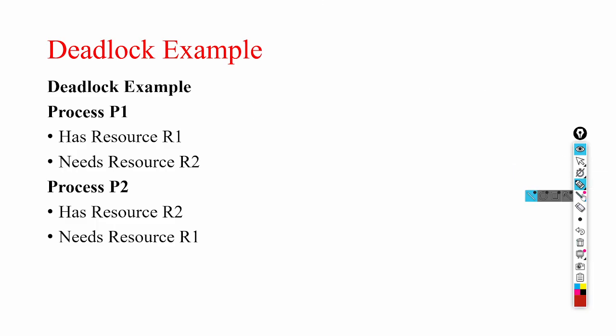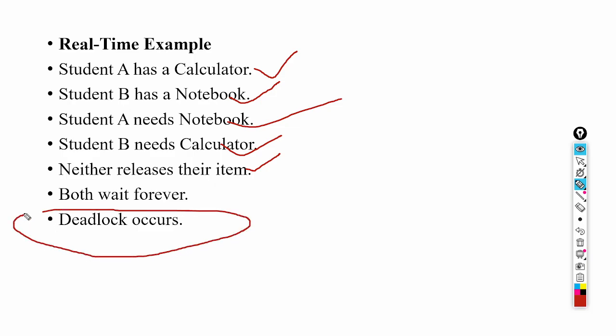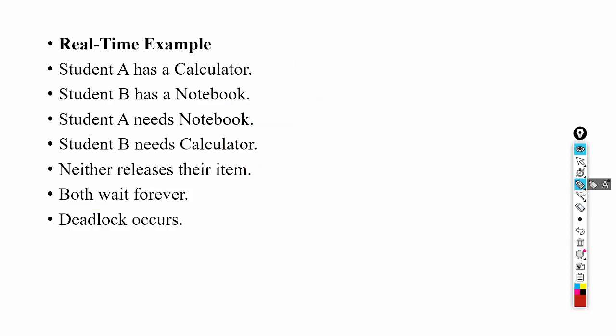Okay, and I will give one more real-time example also. Student A has a calculator, student B has a notebook, and student A needs what? The notebook, and student B needs the calculator. If either process releases its resource, it can proceed. But if neither releases its item, both wait forever. In this situation, a deadlock will occur.